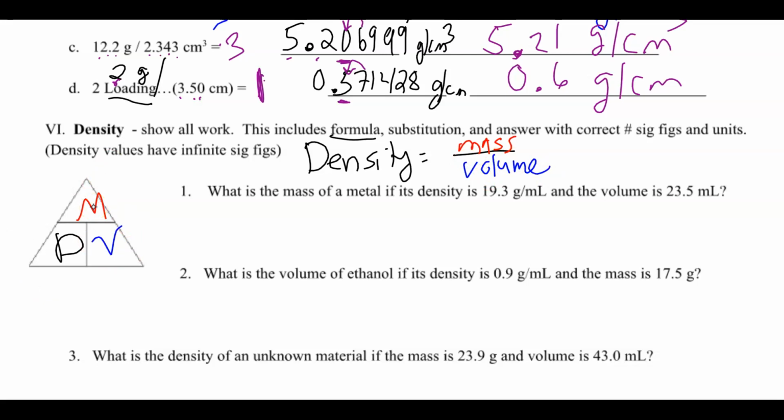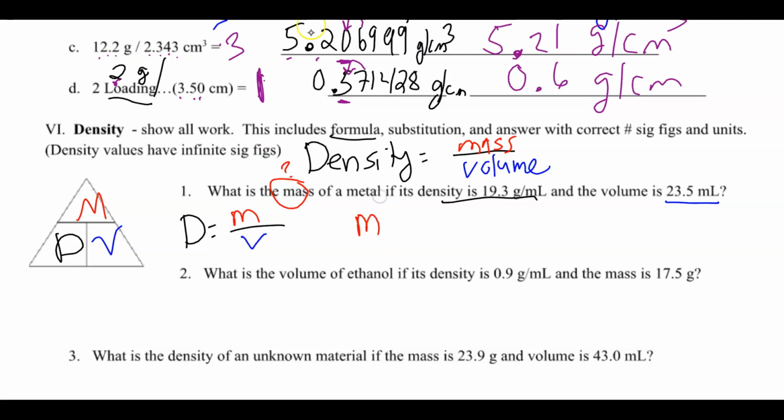Either way works. So this first question is saying, what is the mass, so mass is question mark, of a metal if it has density of 19.3 and the volume is 23.5? Okay, so let's start with our original equation. Density equals mass over volume. We can rearrange and solve first if you want.